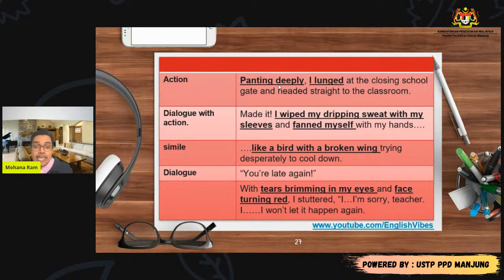Dialogue: "You are late again." That was the teacher. With tears brimming in my eyes and face turning red, I stuttered. You didn't say "I said," I stuttered: "I'm sorry, teacher. I won't let this happen again." So when you write your essay, you can always use direct speech. You see the last paragraph, I use direct speech here, the last part here. I use direct speech with some action. So you can start writing with some examples of direct speech.